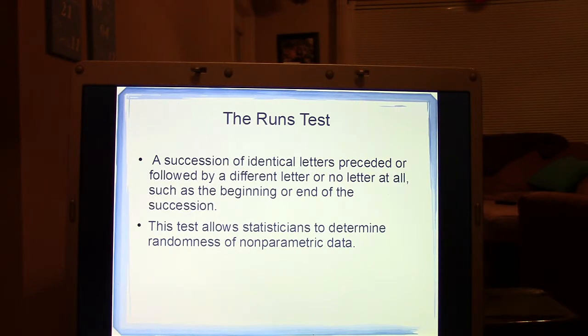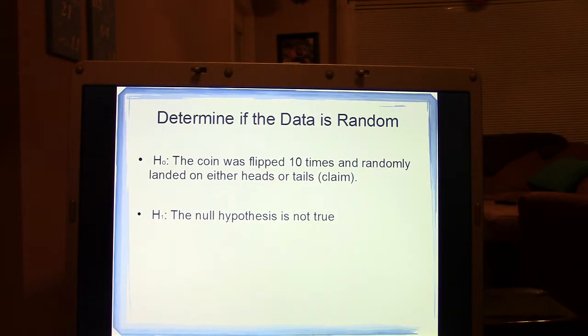So I'll go ahead and provide an example. Again, this example has not been used this semester. This is one I created on my own. I did a coin flip. I flipped it 10 times to see if it was actually random. So we must state our null hypothesis, and that hypothesis is that the coin was flipped 10 times and randomly landed on either heads or tails. That is our claim. And our alternate is that the null hypothesis is not true. So we want to see if our claim is true.